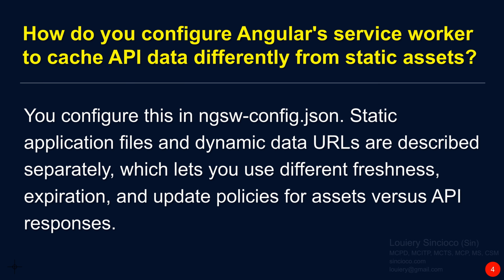How do you configure Angular's Service Worker to cache API data differently from static assets? You configure this in ngsw-config.json. Static application files and dynamic data URLs are described separately, which lets you use different freshness, expiration, and update policies for assets versus API responses.